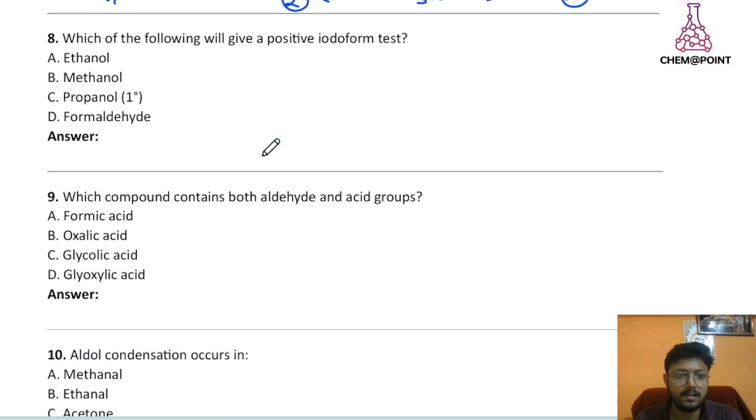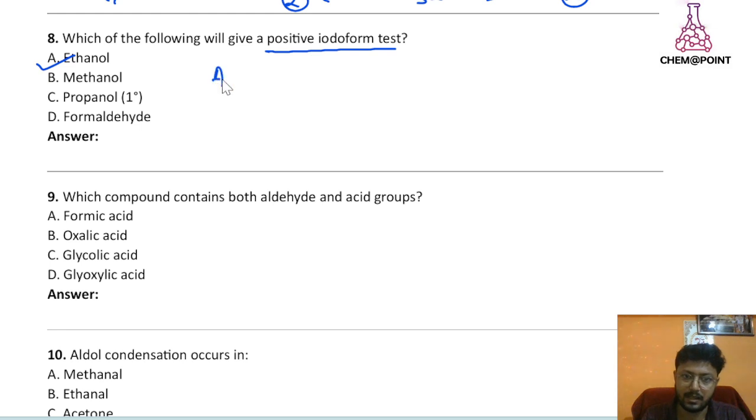Now question number 8. Which of the following will give a positive iodoform test? Ethanol, methanol, propanol, formaldehyde. The right answer is ethanol.